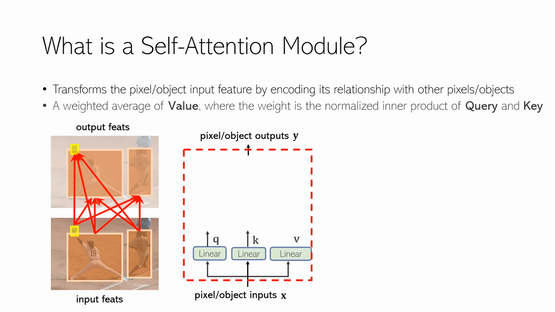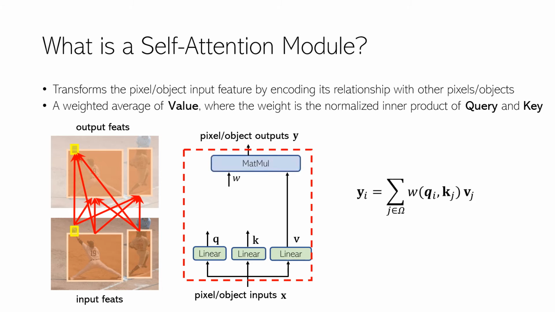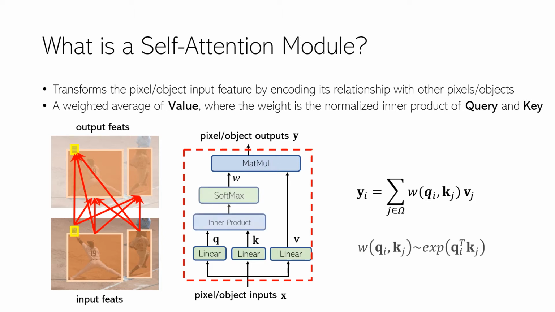The module interacts between objects by 3 projected vectors: query, key, and value. In computation, the output feature of one object is a weighted sum over the value vectors of all other objects, and the corresponding weight indicates the projected similarity between a query and a key, usually implemented by an inner product.